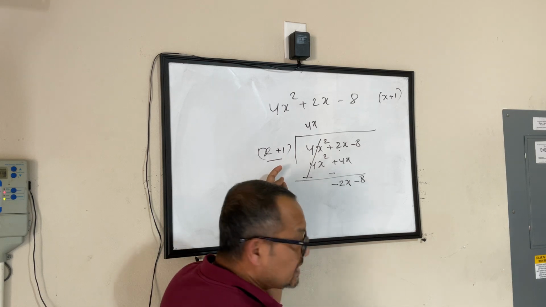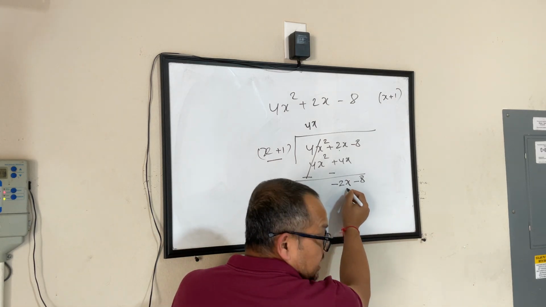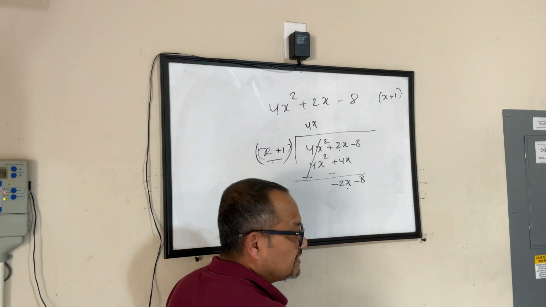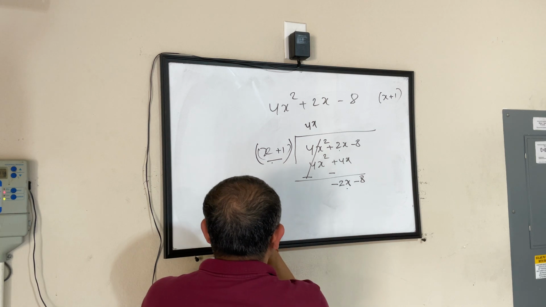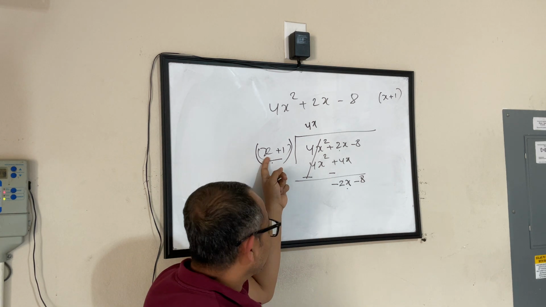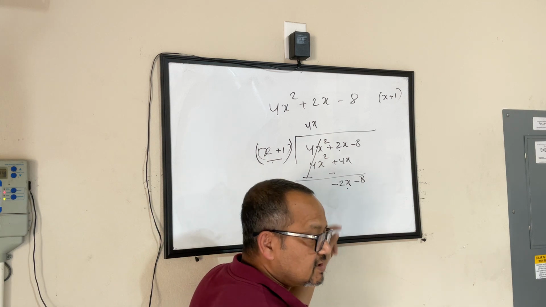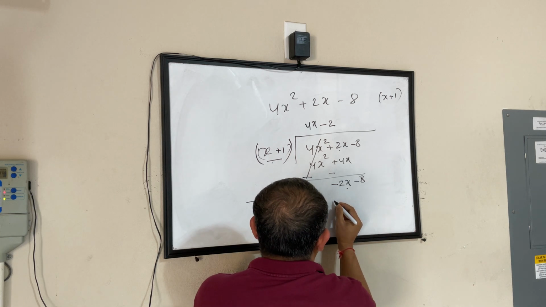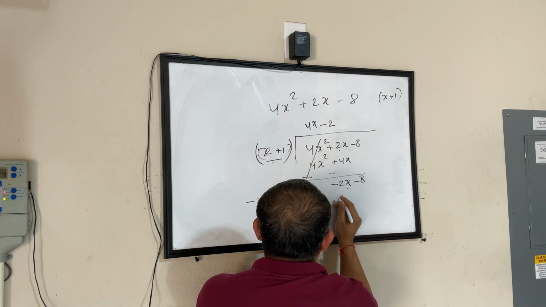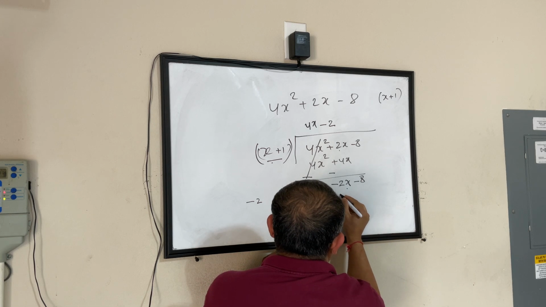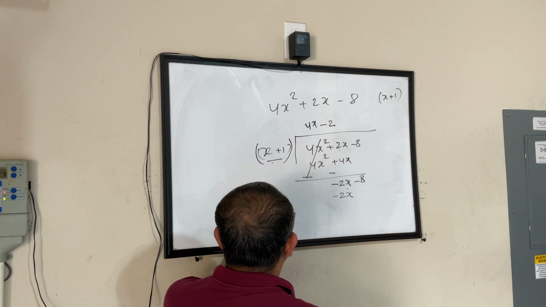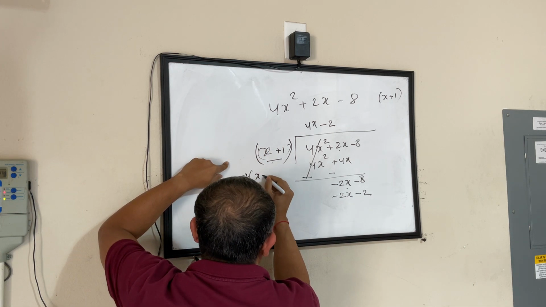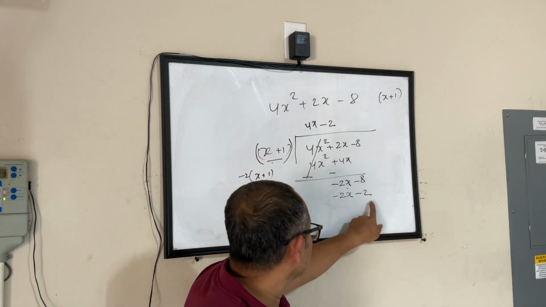So now again the same thing you will do. What do I do to knock off this guy? Meaning, what do I multiply this with to get 2x? Obviously the answer is minus 2. So the first one will become minus 2x. So multiply this by minus 2. I'm multiplying this whole thing by minus 2, right? So this gets me minus 2x minus 2.